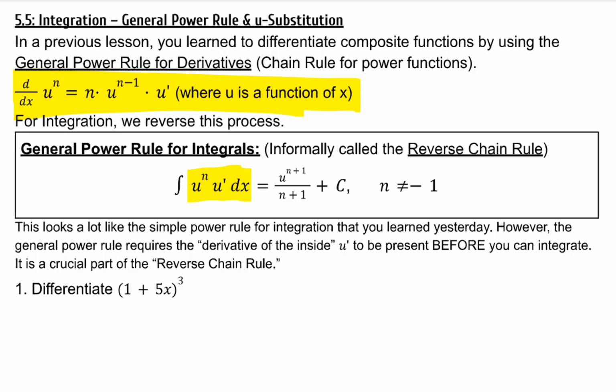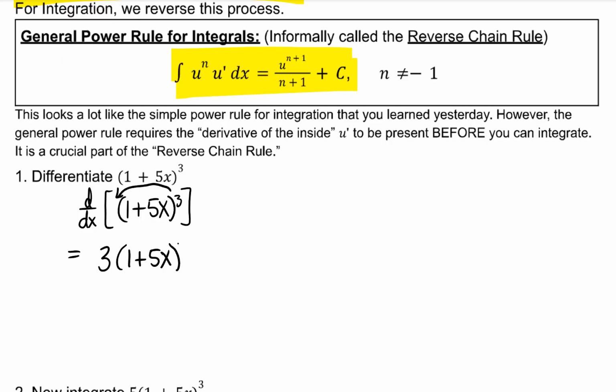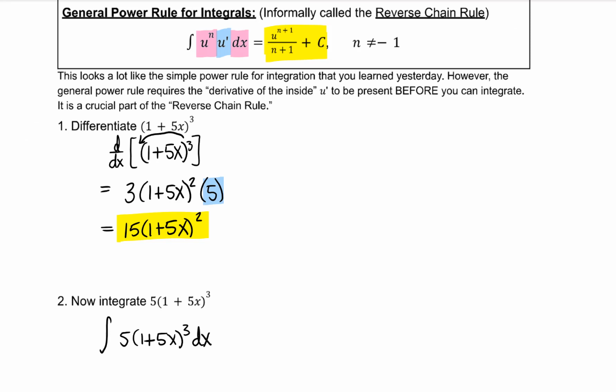To integrate, u prime must be part of the integrand in order for us to use the general power rule for integration. Begin by differentiating this first problem and then check your work. Here's our derivative. Before we can use the general power rule for integrals, we must make sure that u prime, the derivative of that inside function, is present in the integrand. u is the function of x being put to the power n. u prime must be present.